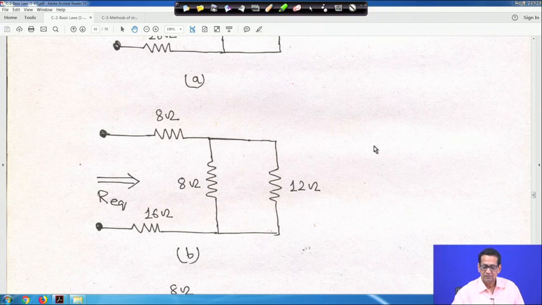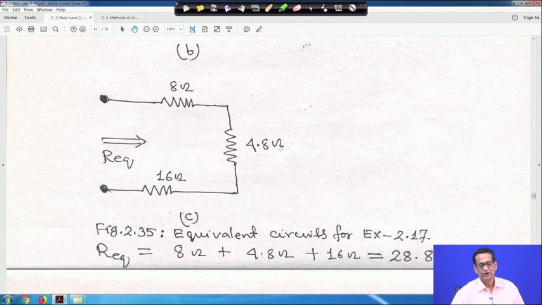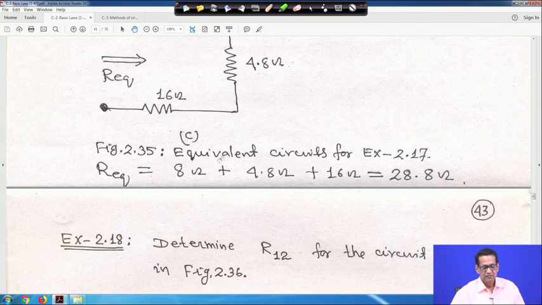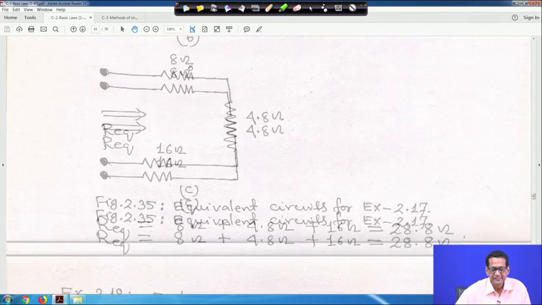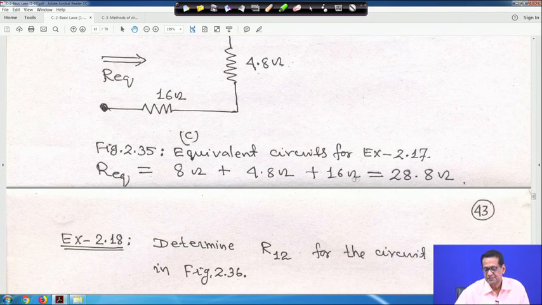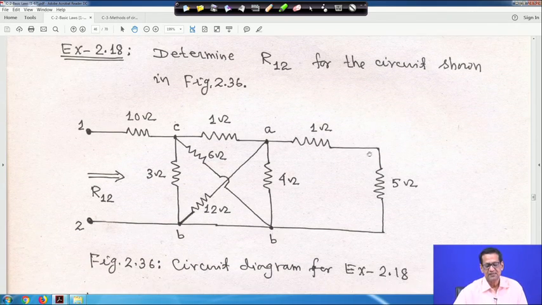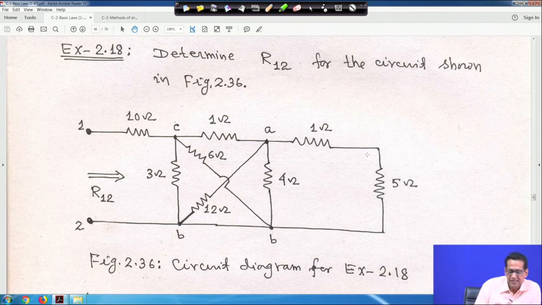Just hold on, right. So, 96 by 20 is 4.8 ohm, 8 ohm, sum it all up. So, R eq will be 8, because all are in series now, 8, 4.8, 16 all are in series. So, 8 plus 4.8 plus 16, so 28.8 ohm, this is the answer, right. Now, another example you take: determine R12 for the circuit given. Again you have to find out the equivalent resistance R12.